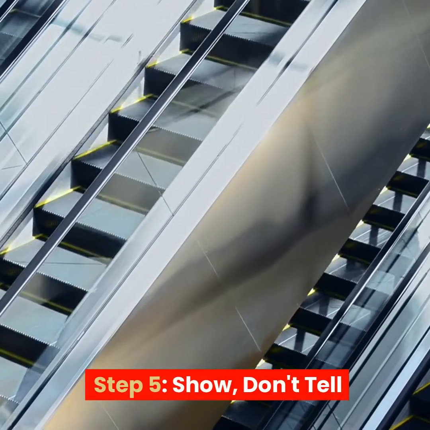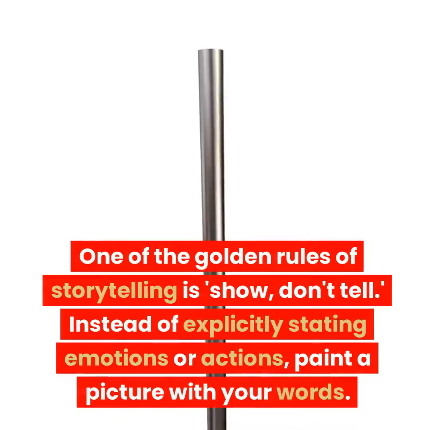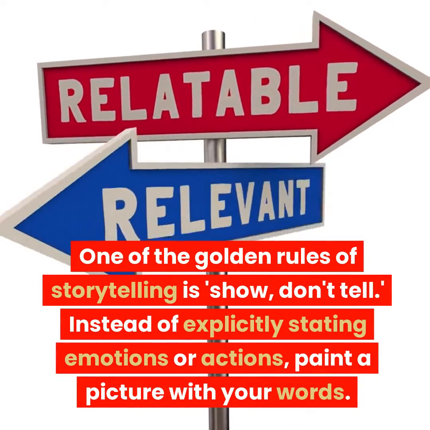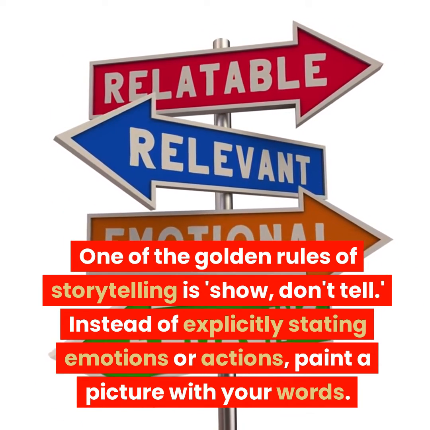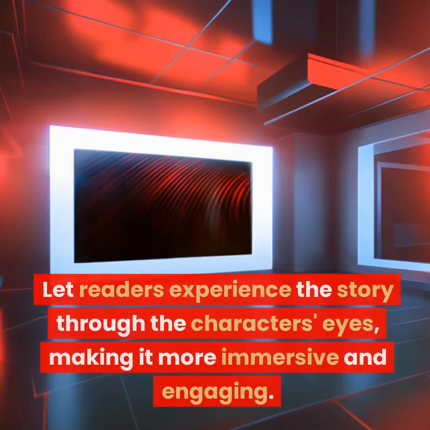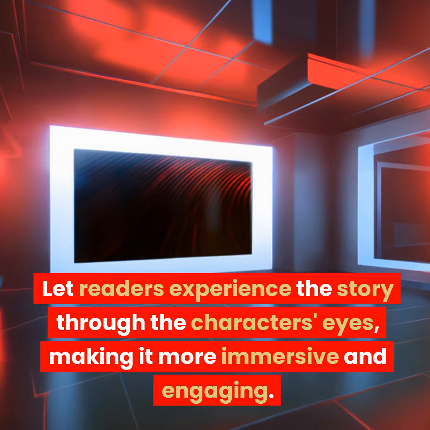Step 5. Show, don't tell. One of the golden rules of storytelling is show, don't tell. Instead of explicitly stating emotions or actions, paint a picture with your words. Let readers experience the story through the character's eyes, making it more immersive and engaging.